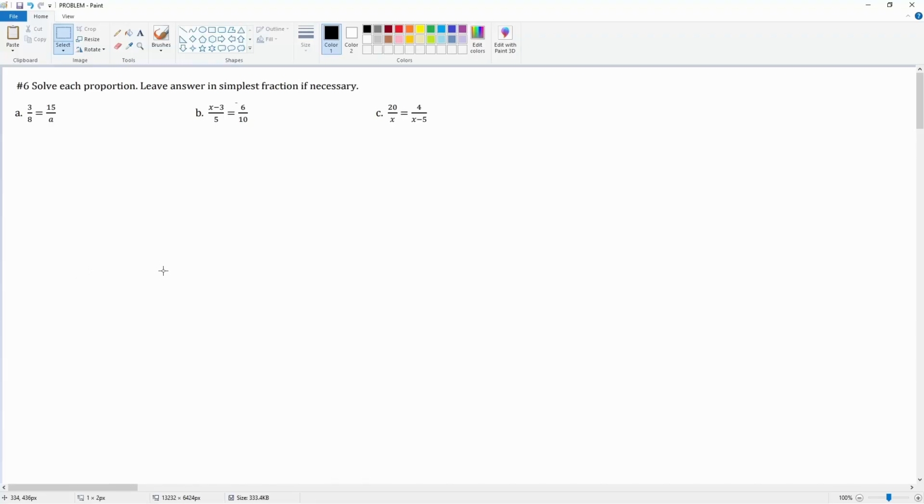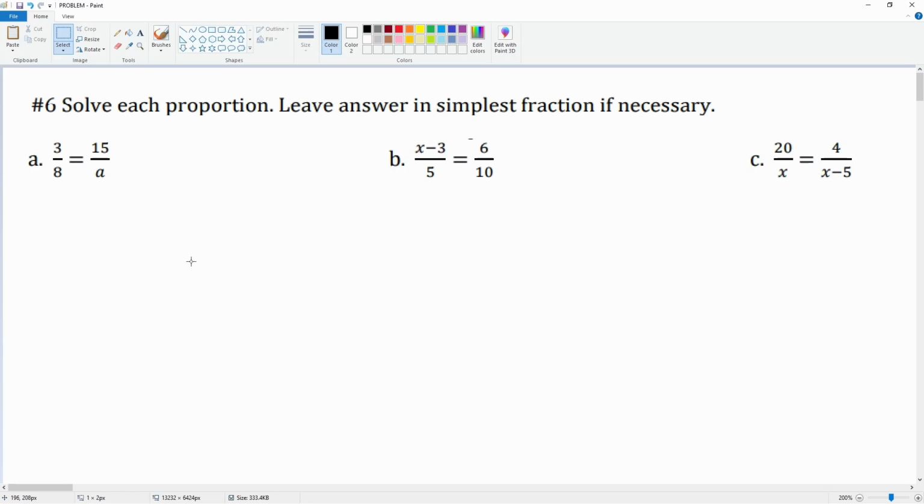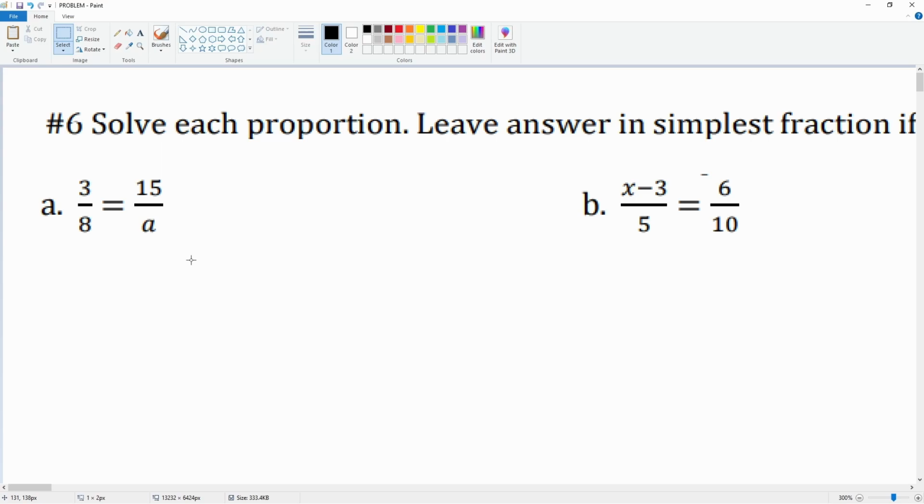Chapter 2, number 6, you're going to solve each proportion. Leave your answer in simplest fraction if necessary. Notice all these proportions you can cross multiply, or what you all know as the butterfly method. So 3 times A is your first butterfly wing, equals the second butterfly wing, which is going to be 8 times 15.